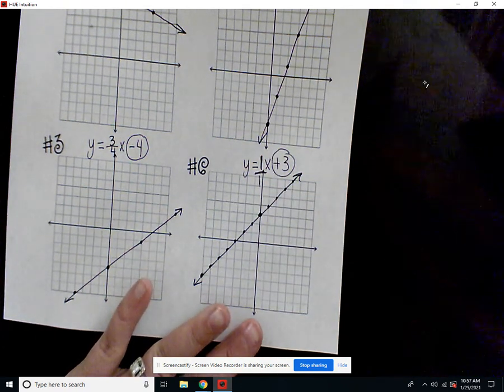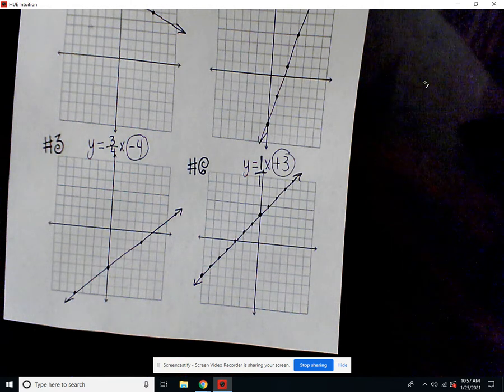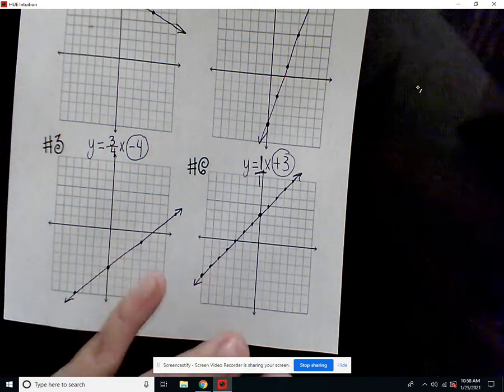Okay, we're going to be working on this tomorrow. So if it gets a little confusing, just give it a day or two, and then tomorrow we will look more into graphing lines again.